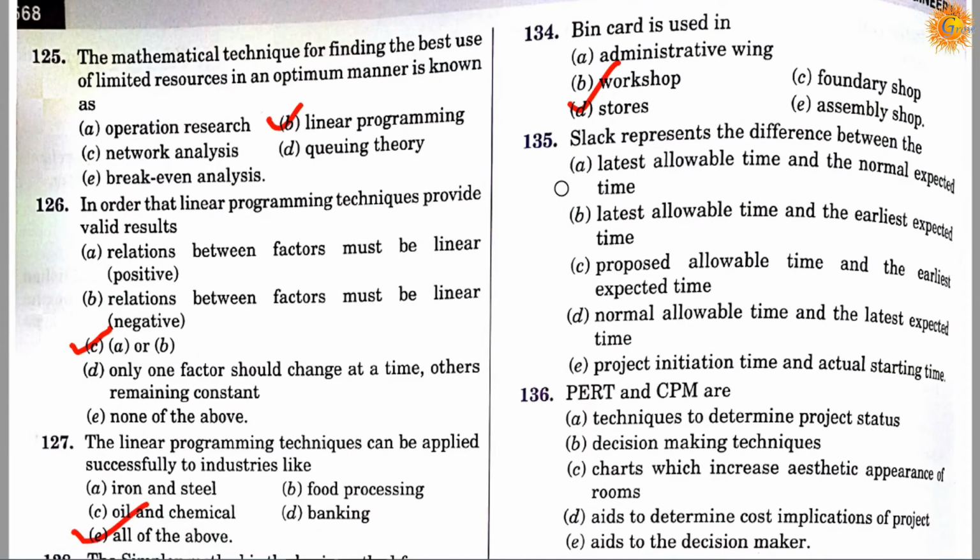Question number 135. Slack represents the difference between the option A latest allowable time and the normal expected time, option B latest allowable time and the earliest expected time, option C proposed allowable time and the earliest expected time, option D normal allowable time and the least expected time, option E project initiation time and actual starting time. So correct answer is B. It means the slack represents the difference between the latest allowable time and the earliest expected time.